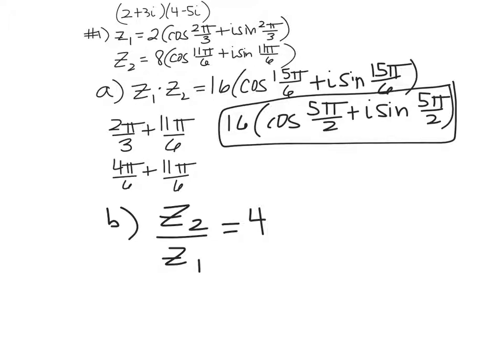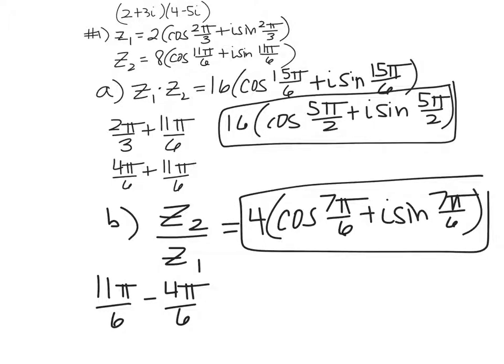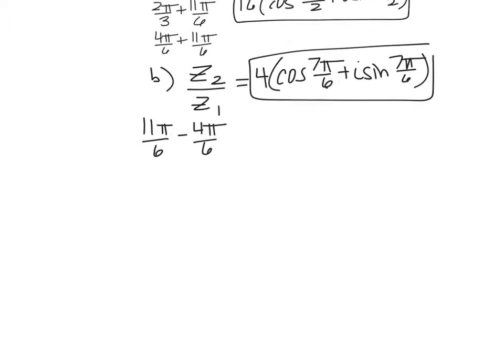And then now we're going to subtract. We're going to subtract 11 pi over 6 minus 4 pi over 6. And what does that give us? 7 pi over 6. Plus I sine of 7 pi over 6. And that would be your answer. Okay? And like I said, if they wanted it in A plus BI form, you would just have to keep going. You'd evaluate what cosine of 7 pi over 6 is and sine of 7 pi over 6 and distribute the 4. Keep going. Okay. All right, so let's move on to part B now.